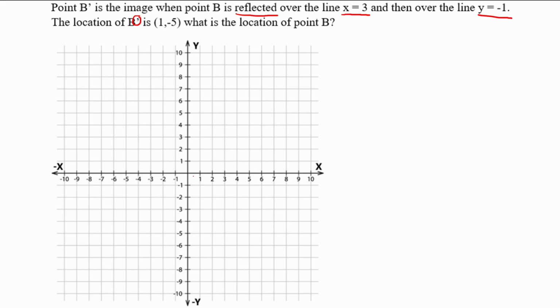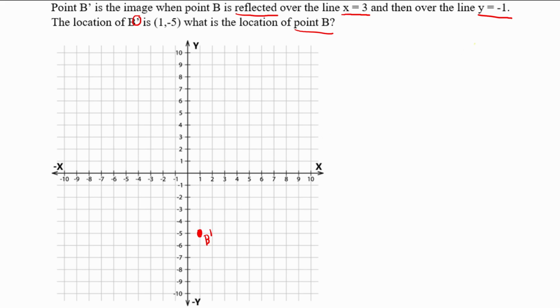So let's graph B prime. B prime is at 1, negative, I almost went up. We go down, 1, -5. And this is my B prime. They want to know where is B. So we actually have to work in reverse. We're not going from B to B prime. We're going from B prime to B. Got to work in reverse. So the first thing we have to do is actually the second thing it tells us to do. And that is my reflection.